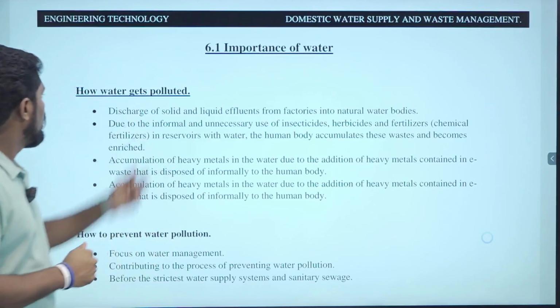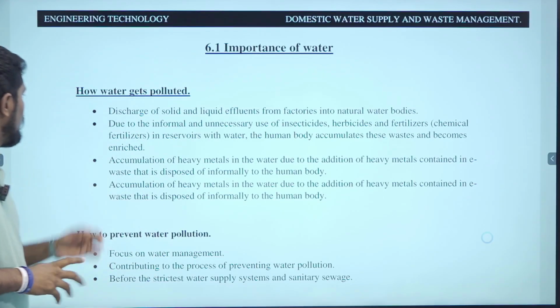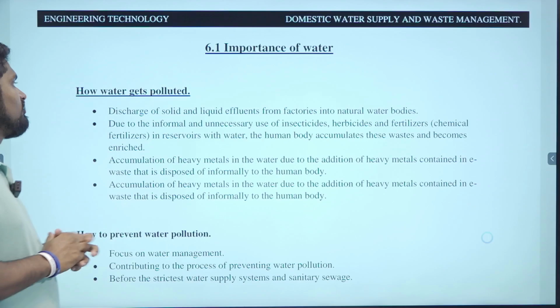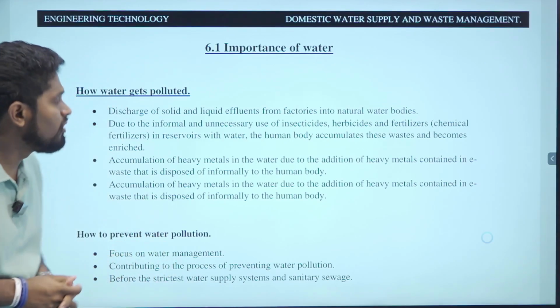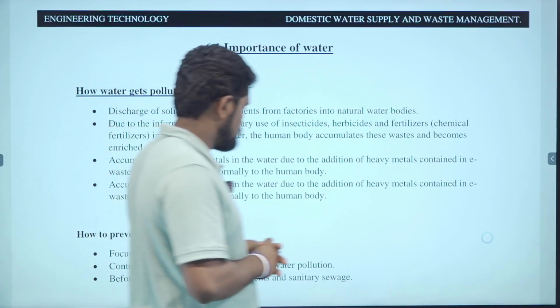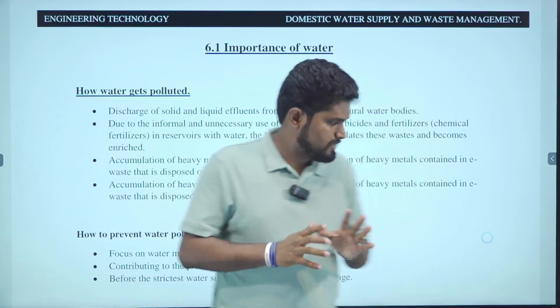And that is the first part. How water gets polluted: discharge of solid and liquid effluent from the factories into the natural water bodies.